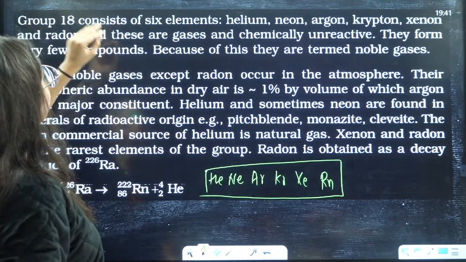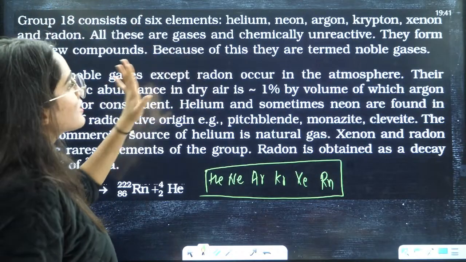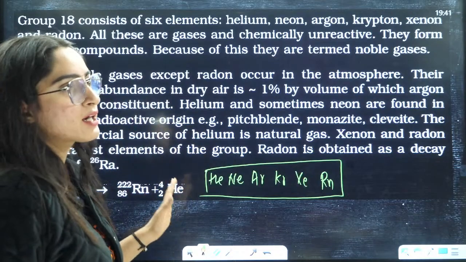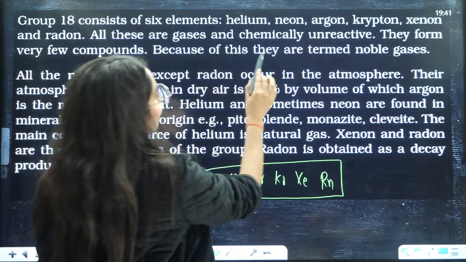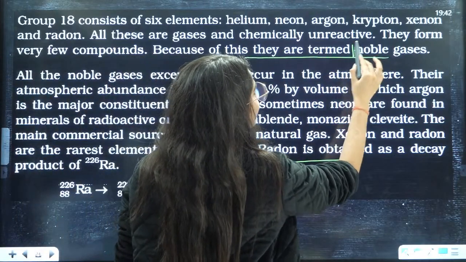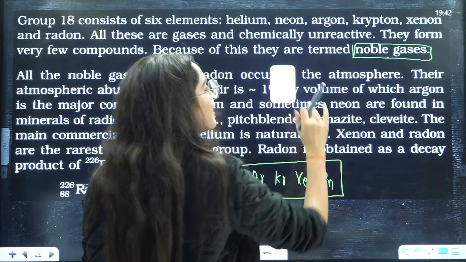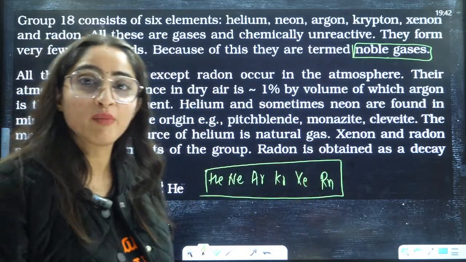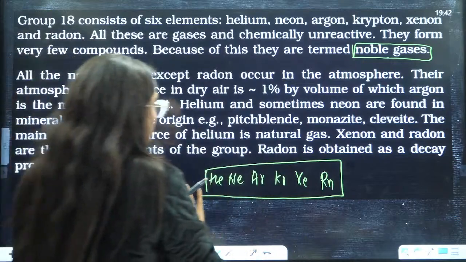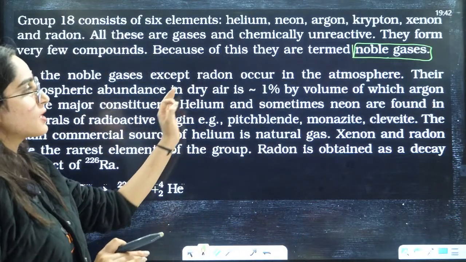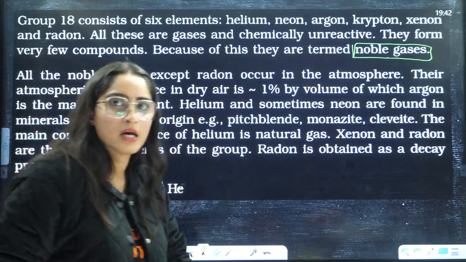Xenon and radon. All these are gases, chemically unreactive. They are very monks. They behave like monks. They have very few compounds because they are termed as noble gases. So the happiness is that they have very few compounds only, and from those compounds only they will ask you the question, right? So the first thing is that all noble gases except radon occur in atmosphere, right?